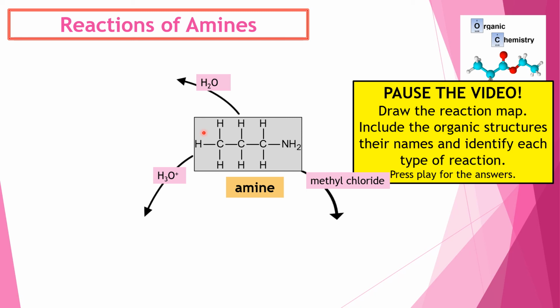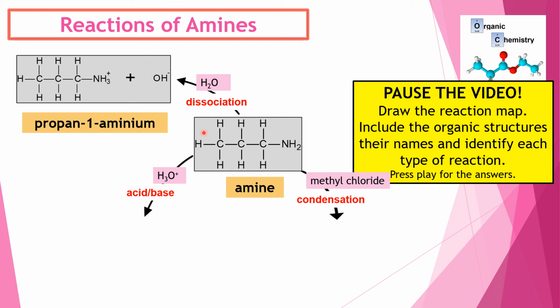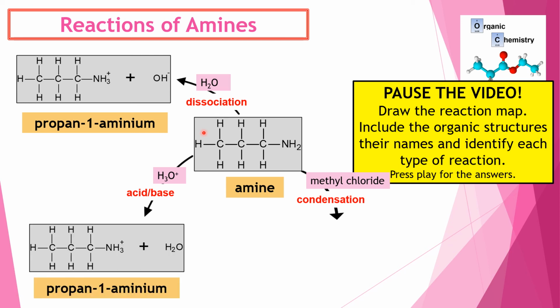So when we add water, what we get here is a dissociation reaction. We add acid, we get the acid-base reaction, and of course when we add the methyl chloride, we get a condensation reaction. The dissociation reaction is going to produce propan-1-aminium plus hydroxide. Don't forget the hydroxide. The acid-base reaction again is going to produce the same aminium ion, propan-1-aminium. You don't need to be able to name these aminium ions. That's not part of the syllabus, but I've just put them down anyway. But you do have to recognize the acid-base reaction produces the aminium ion and the water molecule.